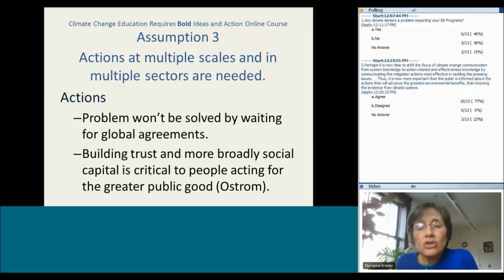But anyway, she also says that building trust and more broadly social capital, and she defines social capital as not only trust but also social connections, or how connected people are with each other, as well as that they share common norms and have working institutions like government and nonprofits. So building trust and more broadly social capital is critical to people acting for the greater public good. So she considers climate change and acting on climate change basically as a collective action problem, and she writes a lot about which cases or what factors need to be present for people to act for the greater good rather than solely in their self-interest.